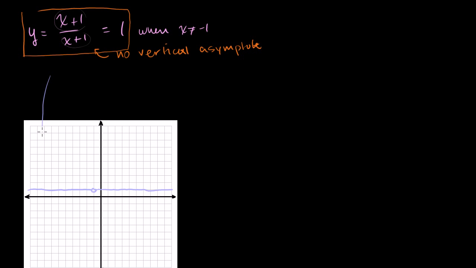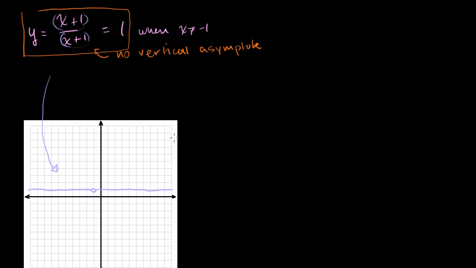So this looks like that right there. It looks like that horizontal line. No vertical asymptote. And that's because this term and that term cancel out when they're not equal to 0, when x is not equal to negative 1.